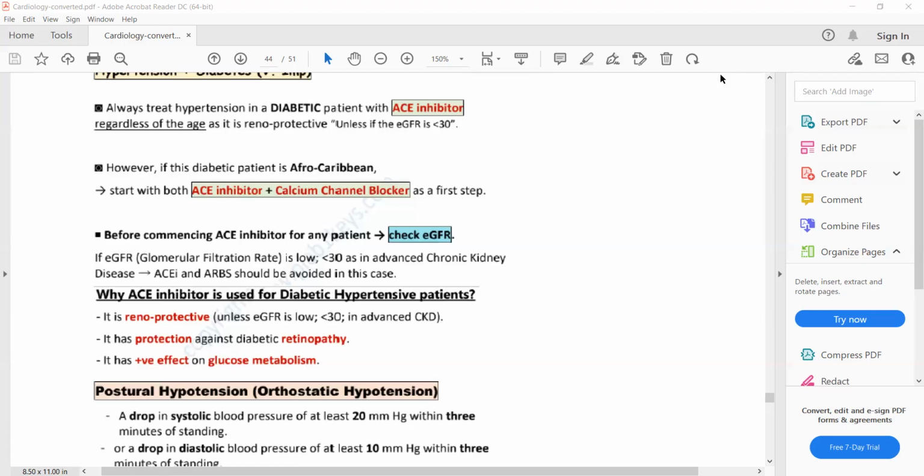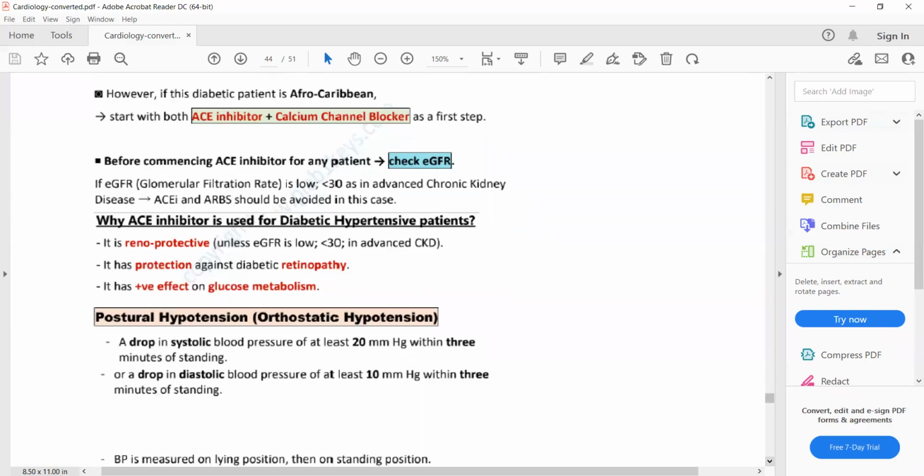So why are ACE inhibitors used for diabetic hypertensive patients? Because they are renoprotective, they provide protection against retinopathy, and they also have a positive effect on glucose metabolism. So that's why ACE inhibitors are preferred in diabetic patients.